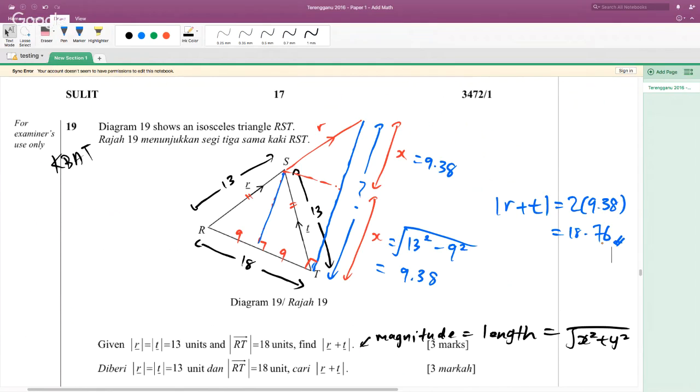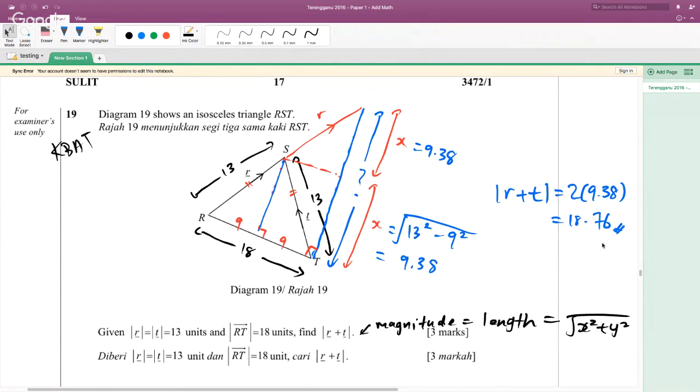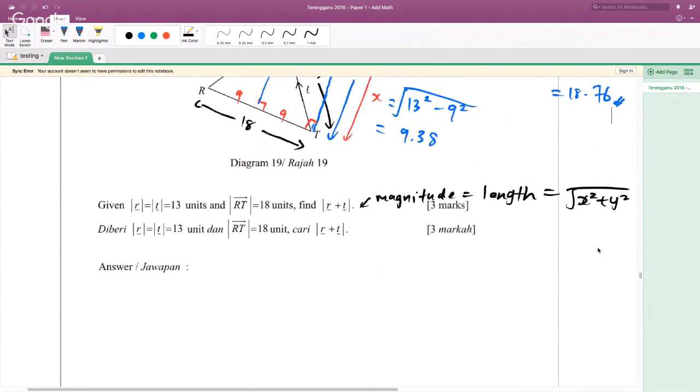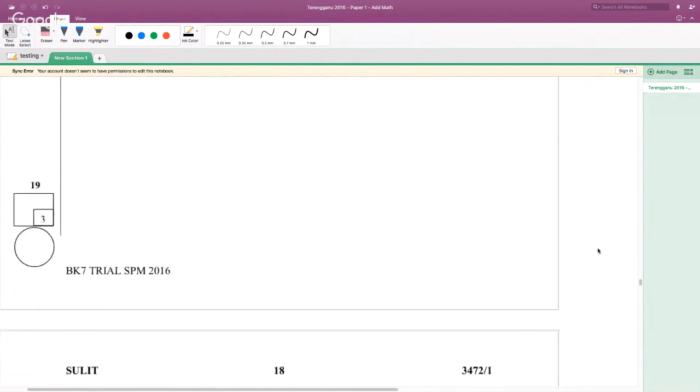Maybe you have any smarter way to solve this question. Please share with me and let me know how to do it, because this kind of question is quite a headache for me. I'm just not good in this kind of topic. All right, so let me just move on.